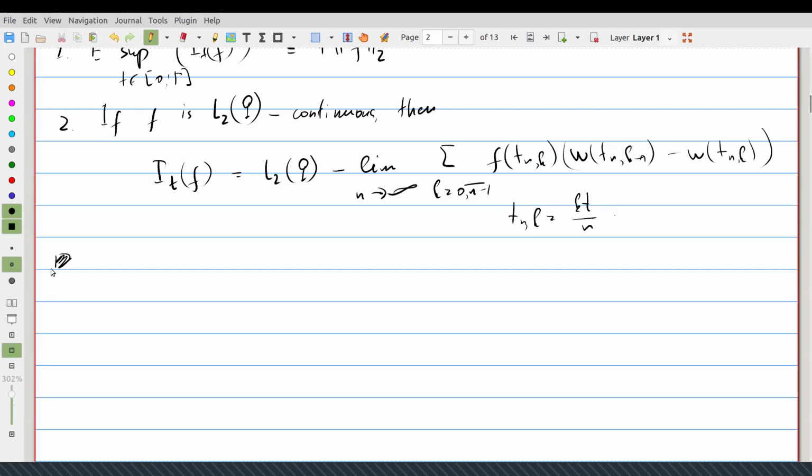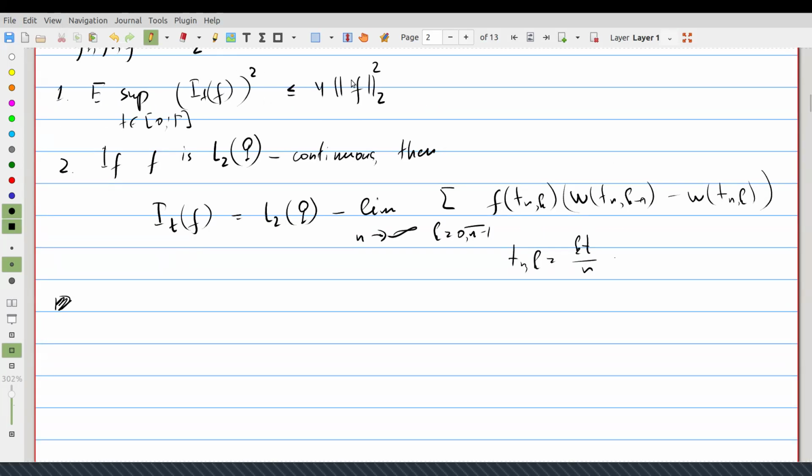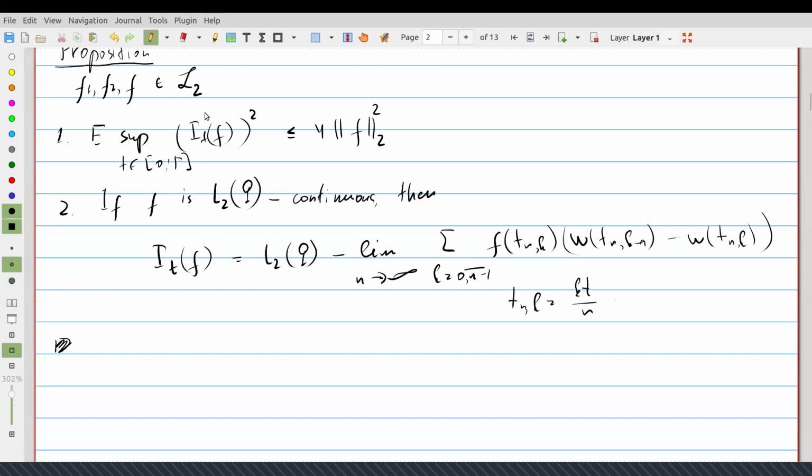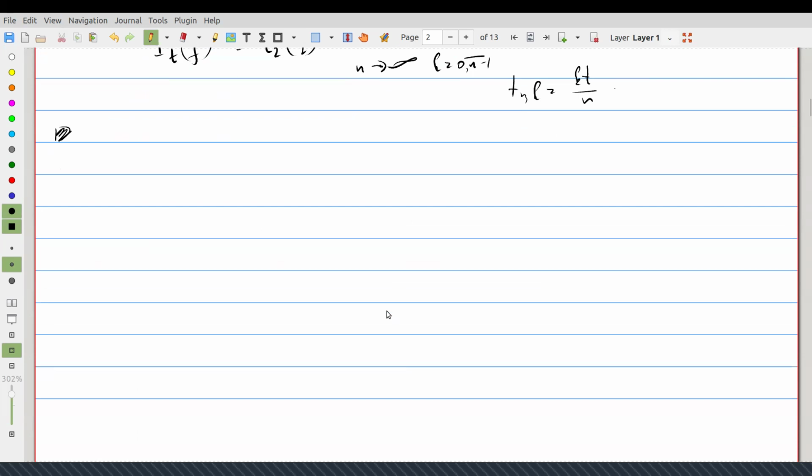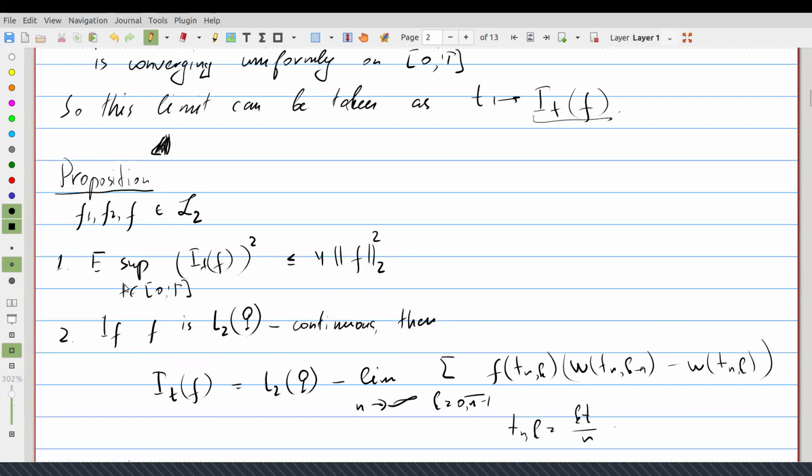So the first follows immediately because we have this for simple processes, and the left-hand side and the right-hand side are going to be converging to the corresponding limits for just progressive square integrable processes, because we have also convergence in square mean and uniformly in t, as we have seen from this proof. So, how to say it in English?